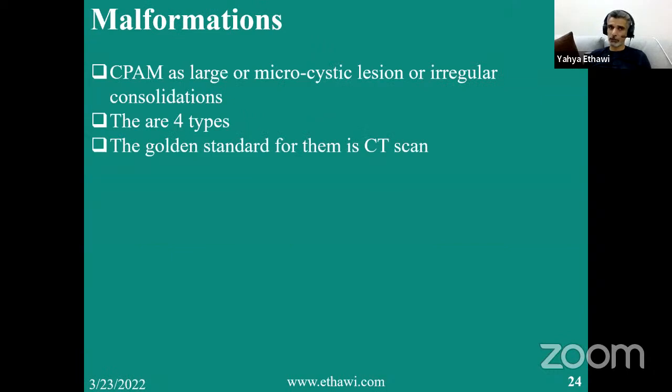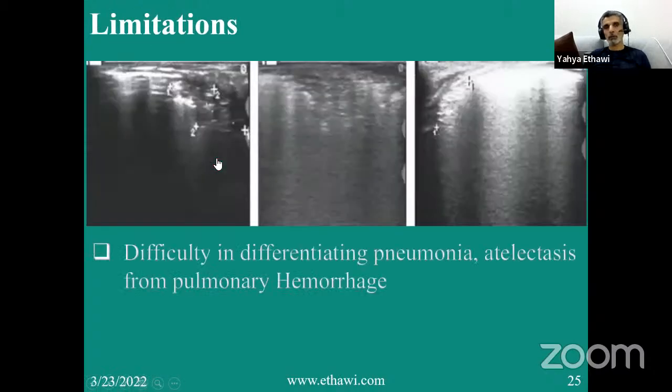Okay, malformation. We have the CPAM, which is a large microcystic lesion or irregular consolidation, and there are 4 types. Remember, once you suspect malformation, you have to do a CT scan. Both X-ray and lung ultrasound, especially lung ultrasound, are not good for malformation. Now, what is the limitation of lung ultrasound?